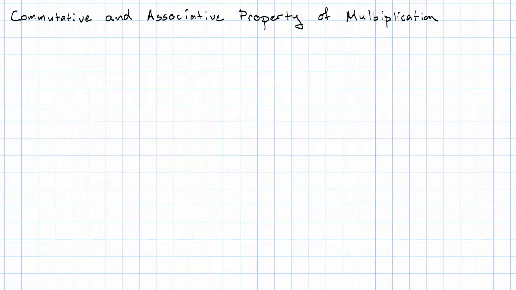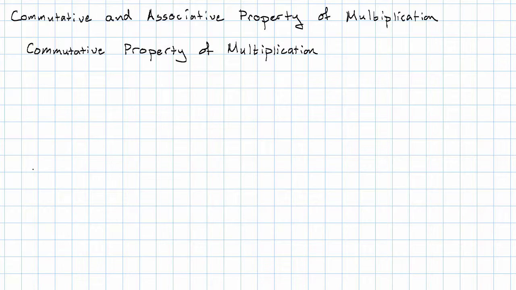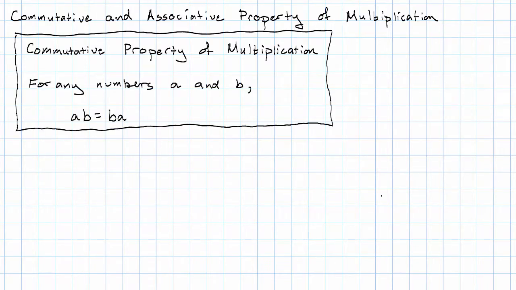Like addition, multiplication has some very nice properties. Like addition, multiplication has a commutative property, which, stated in the language of algebra, says, for any two numbers a and b, a times b is equal to b times a.